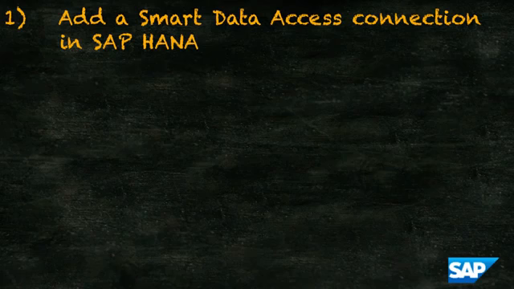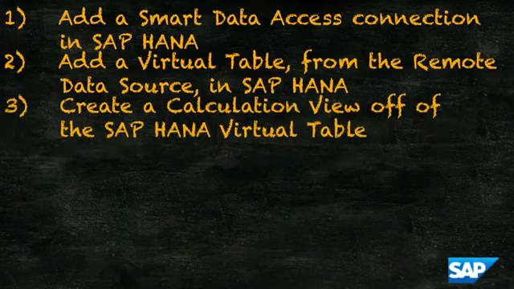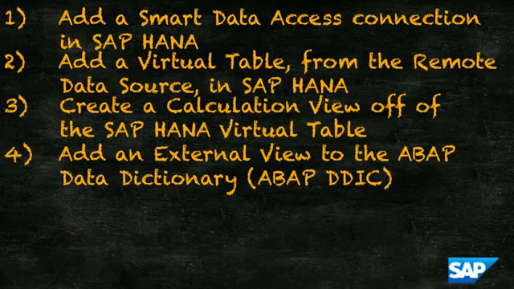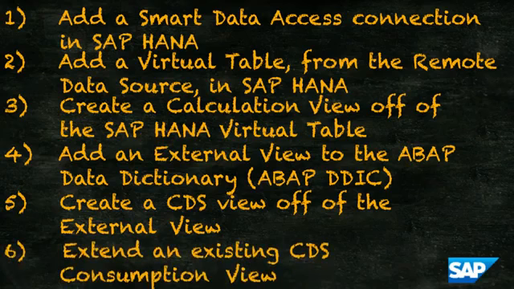We have now shown how to extend the virtual data model in SAP S/4HANA with external data. We accomplished this using the following steps. 1. Add a Smart Data Access connection in SAP HANA. 2. Add a virtual table from the remote data source in SAP HANA. 3. Create a calculation view off of the SAP HANA virtual table. 4. Add an external view to the ABAP data dictionary, ABAP DDIC. 5. Create a CDS view off of the external view. And 6. Extend an existing CDS consumption view.